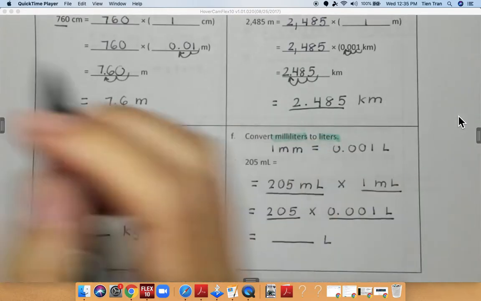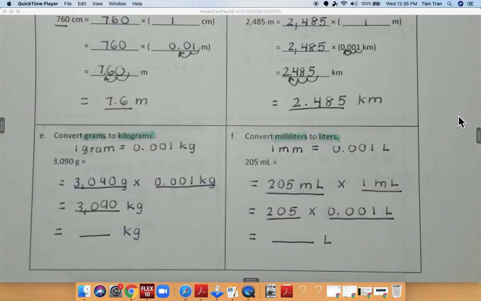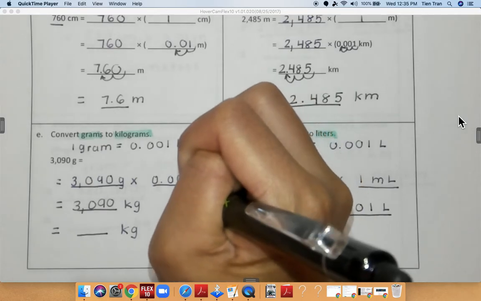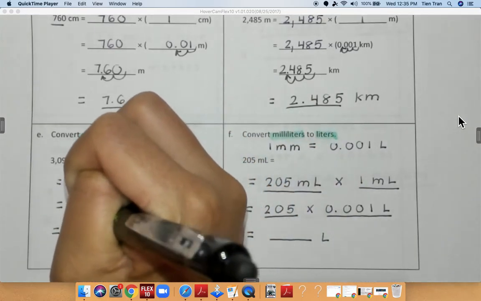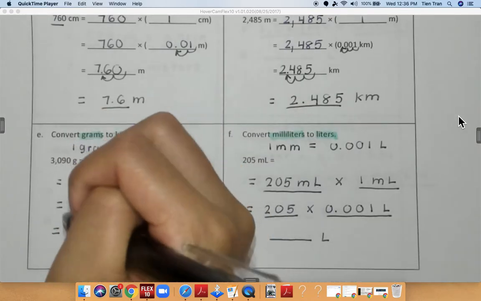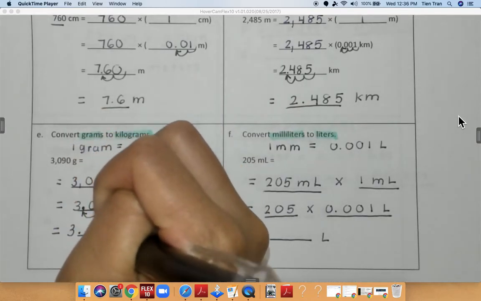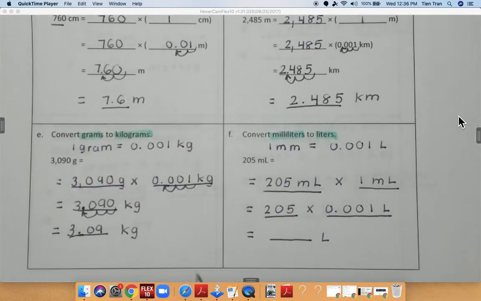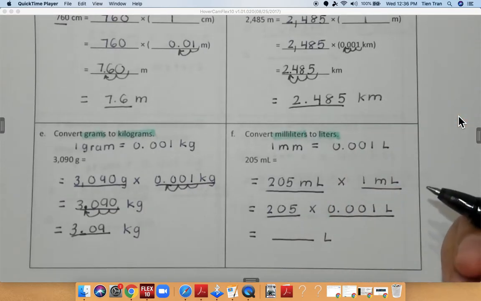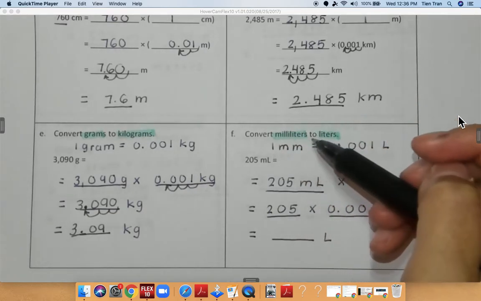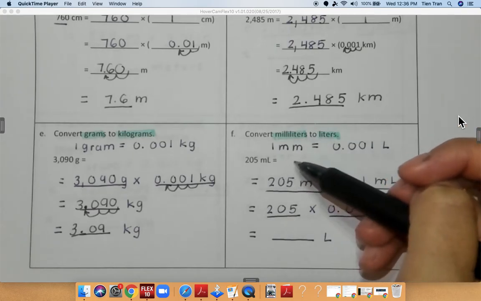Now, in my problem here, I need to make sure that I move my decimal. So I'm moving it over 1, 2, 3 times. And the same thing to my answer. So this changes to a decimal. So my final answer is 3.09 kilograms. Okay, you don't have to add the 0 at the end unless you want to. It's the same thing.